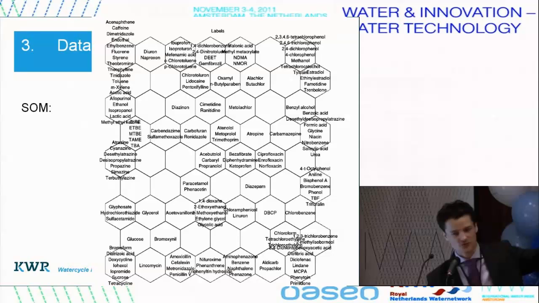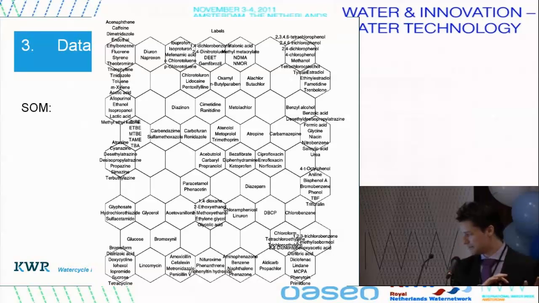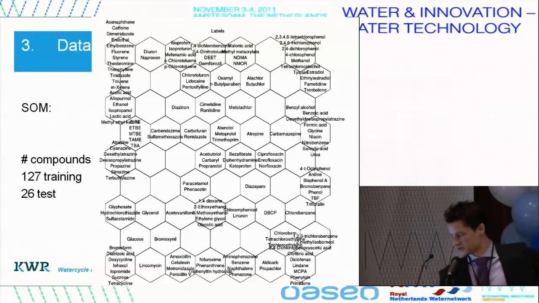And then from this information we use some part of them for the training set, and another part for the test set, for the validation, in such a way that it nicely covers the whole space. I used quite a lot of compounds for the training, because we need a lot of compounds to train the QSAR, and we used some 26 compounds for the validation.